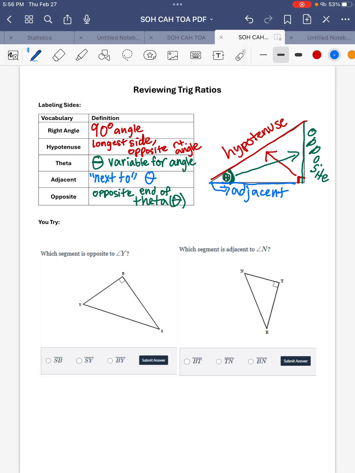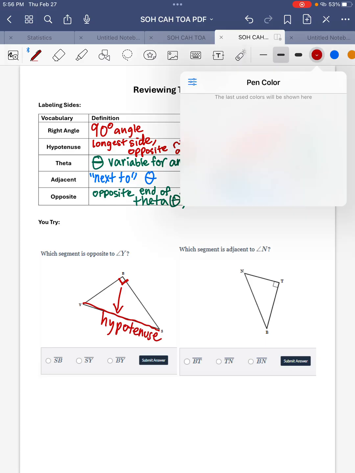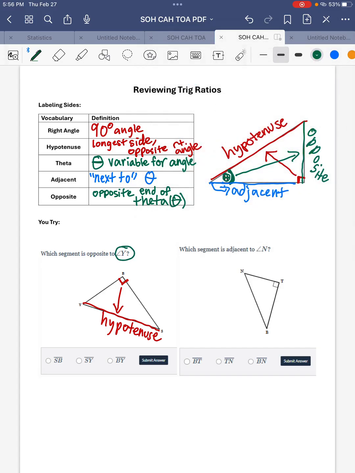Okay, so looking at our examples, first thing I'm going to do is label all my sides. Find the right angle, look to the opposite side. That is my hypotenuse. Next, I'm going to label the angle that it gives me with the theta symbol. In this case, the angle that it is talking about is the y, so that is the angle I'm going to label as the theta. From there, I can draw my arrow to the opposite end, and that is the opposite. And then finally, the remaining one next to theta is the adjacent.